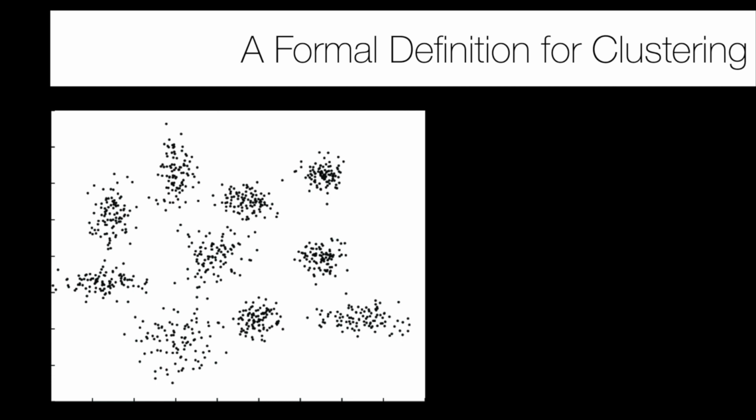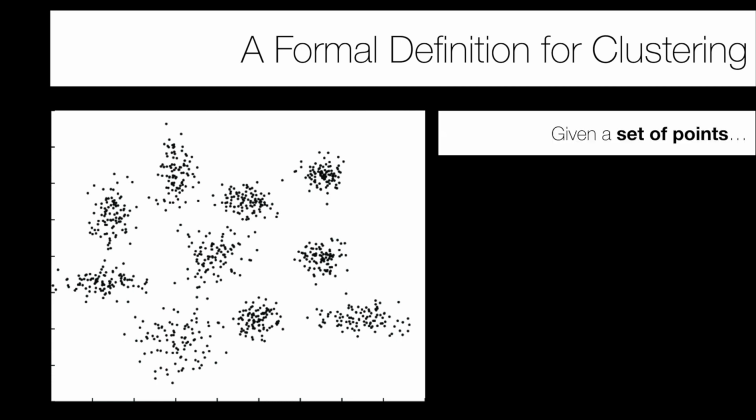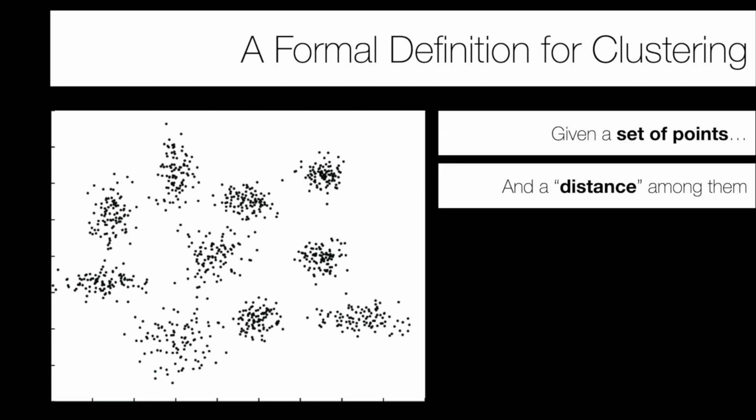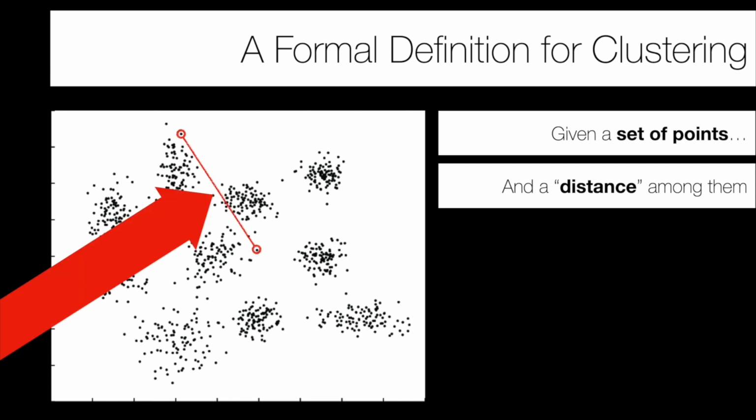So first, let's formally define the idea of clustering. We're given some set of points, and we have chosen some distance metric, whatever distance metric that is for whatever context you have. So we want to be able to calculate or evaluate distance between points in this set.